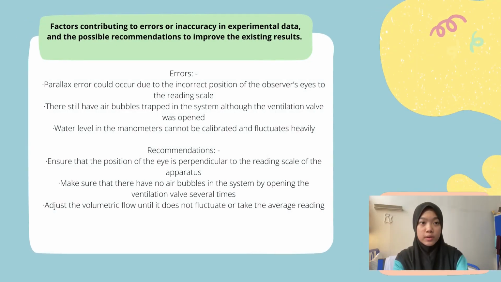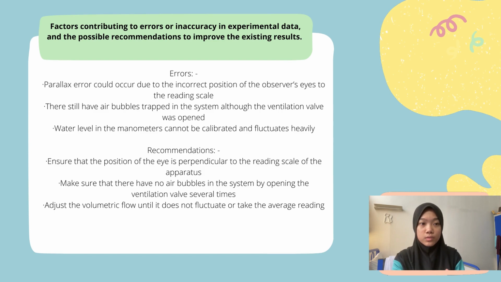Question number 3 is about the factors contributing to errors or inaccuracy in experimental data and the possible recommendations to improve the existing results. So the first error could be the parallax error. Parallax error could occur due to the incorrect position of the observer's eyes to the reading scale. So we could fix this error by ensuring that the position of the eye is perpendicular to the reading scale of the apparatus.